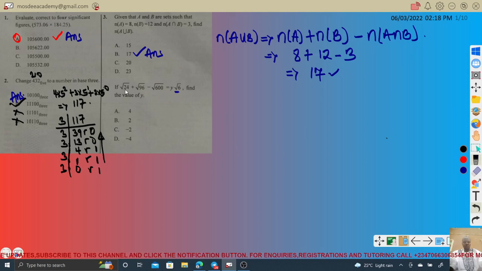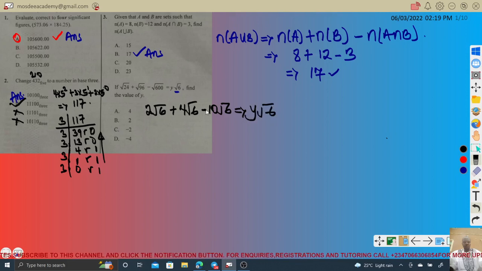So everything here is divisible by 6. 4 times 6 is 24, and 4 is a perfect square, so that is 2 root 6. Then the other one, the same thing: 16 times 6 is 96, and 16 is a perfect square, so that is 4 root 6. 100 times 6 is 600, and 100 is a perfect square, so that's 10 root 6. Everything is equal to y root 6.